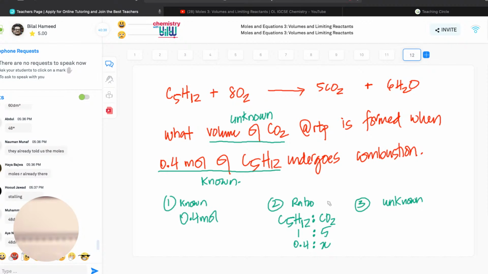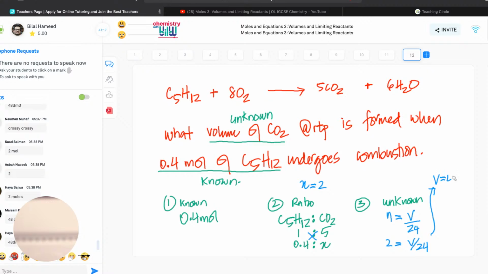How many moles is this? I'm sure some of you have done that. That's brilliant if some of you have done this. But crossy, crossy. 5 into 0.4 is 2. So x comes out to 2. So when the moles is 2, see, 1 gives 5, 0.4 gives 2. Then you use this formula, which, once you start doing it enough, is not tedious. It can be done on a calculator without having to write it down. So you solve this, and volume comes out to 48 dm cube.